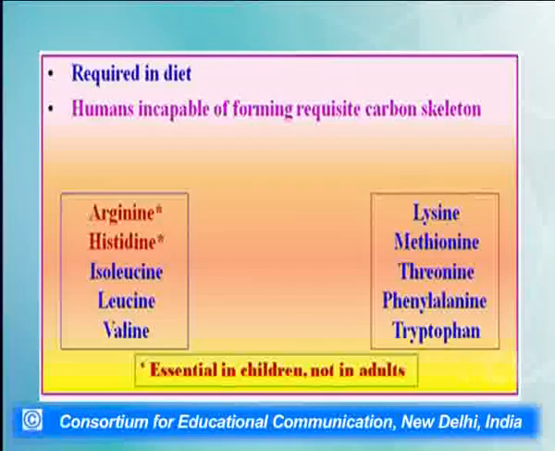Now if I talk of the essential amino acids, these are the amino acids which our body cannot make. Therefore we have to take them in the diet, because if we do not take them in the diet, they will lead to some form of deficiency. These are arginine, histidine, isoleucine, leucine, valine, lysine, methionine, threonine, phenylalanine and tryptophan.